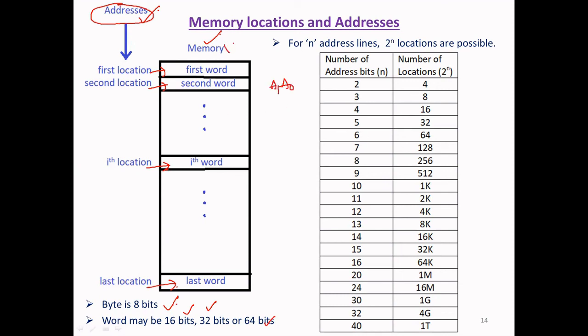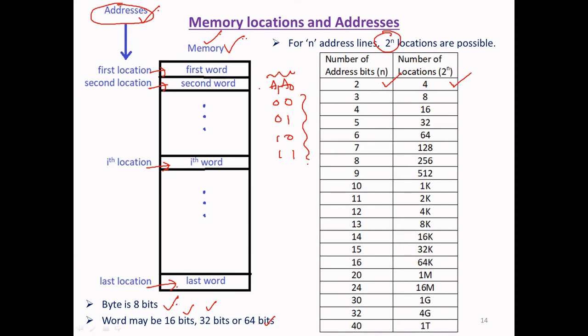Suppose these addresses are 2 bits for a CPU, like A0 and A1. How many memory locations are possible? 0 0 first location, 0 1 second location, 1 0 third location, 1 1 fourth location. That means how many locations? If 2 bits are there, how many locations are possible? 2 power n. 2 power 2, how much? If there are 2 address bits, 4 address locations are possible, 2 power n.